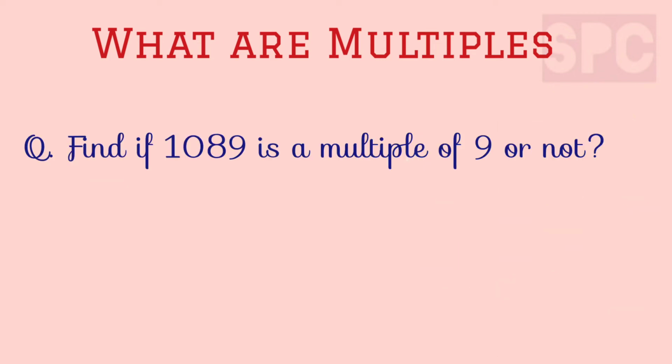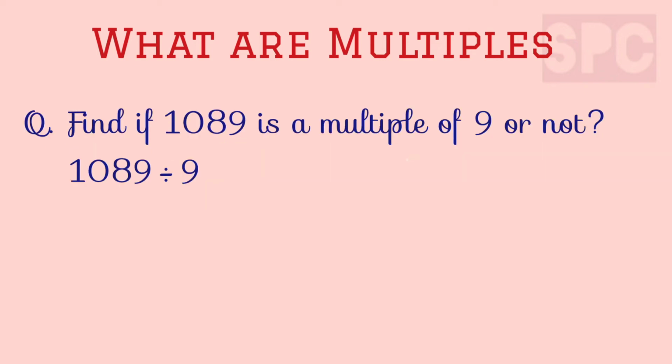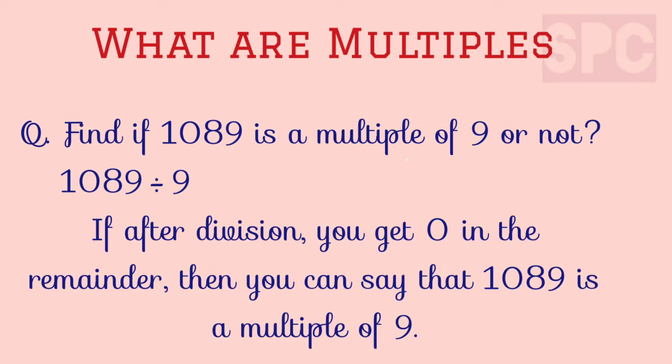If a number is provided to you and you are asked to find out whether that number is a multiple of the given number or not, then you simply divide that number by the smaller number. If the bigger number is divisible by the smaller number and you get a remainder 0, it means the bigger number is a multiple of the smaller number.